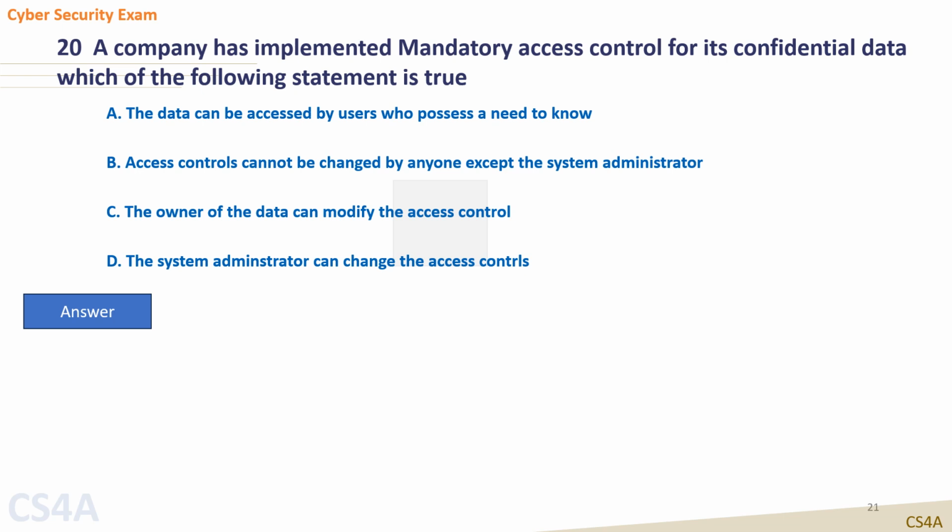The owner of the data can modify the access control. This is not related to mandatory access control. This is related to discretionary access control. That the system administrator can change the access controls. So both B and D seem to be similar, but as per the definition of mandatory access control, the more appropriate answer is B, because access control cannot be changed by anyone except the system administrator. That's an appropriate definition of mandatory access control.